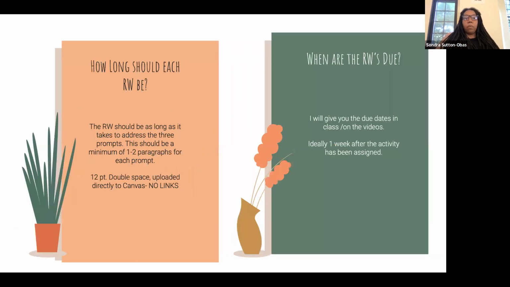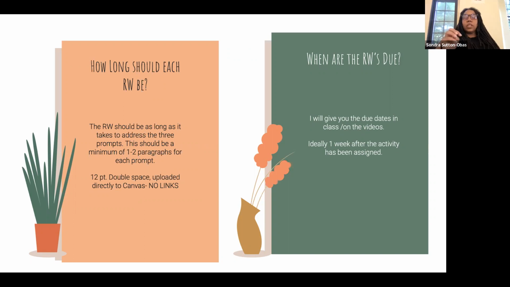Now that we have the prompts, I'm going to talk to you about how long they should be. The reflective writing should be as long as it takes to answer the prompt, right? But roughly between 1 to 2 paragraphs for each prompt. Should be 12-point, double space.